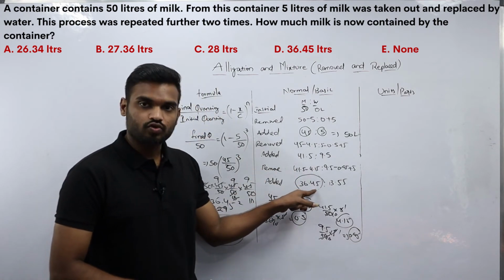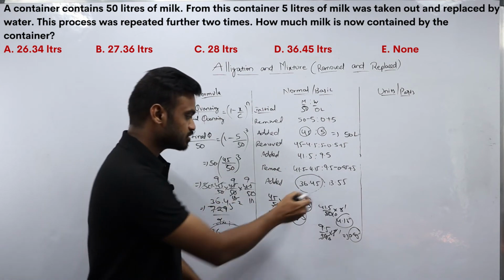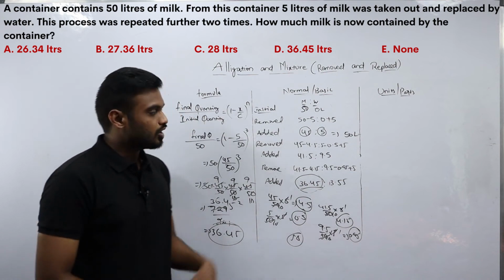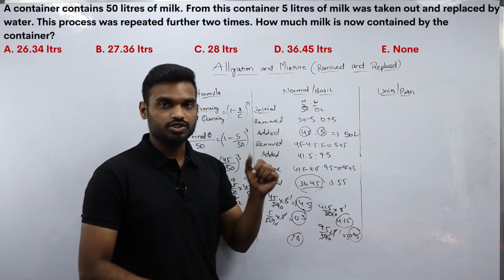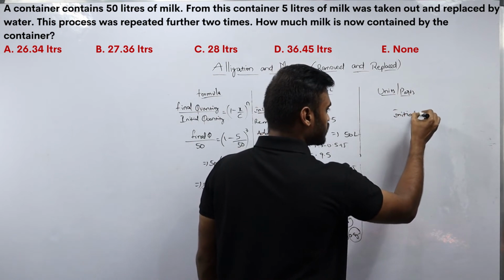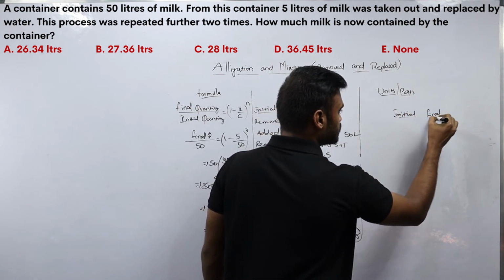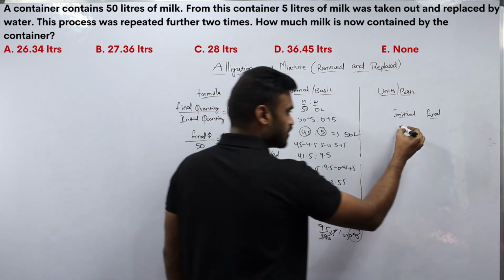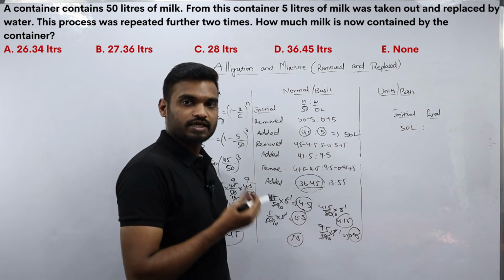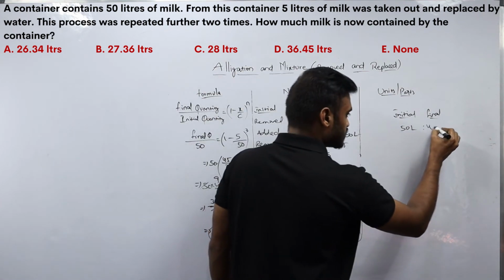Okay, so this is the total quantity of milk in the final mixture, that is 36.45 liters out of 50 liters. Okay, now let's see how to solve the same problem using this units or parts method. See here, initially and final. Initially the total quantity of milk is 50 liters, right? Now we are taking out 5 liters of milk. Now what is the milk remaining? That is only 45 liters.